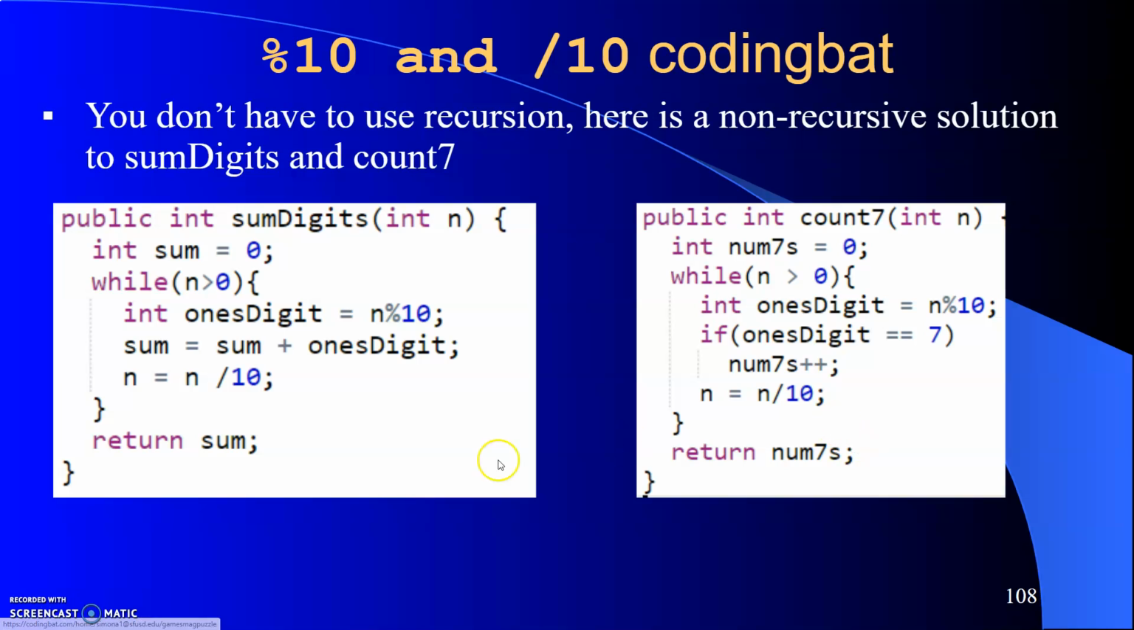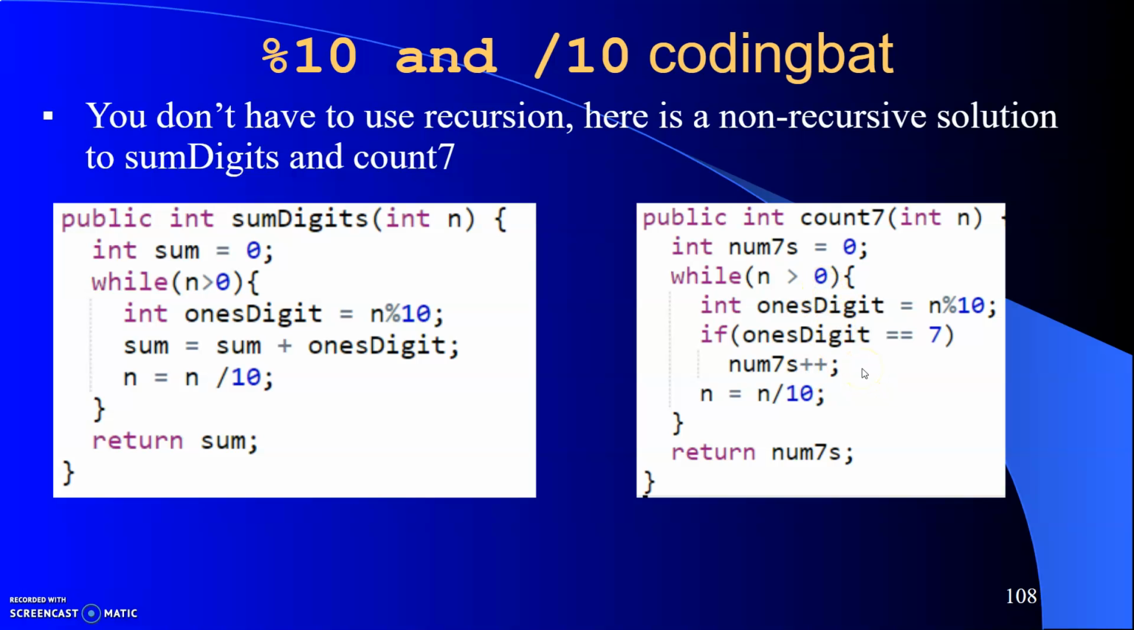So we've got a couple different variations on this. In sum digits, we want to add up all the digits. So I'm going to get the ones digit with mod 10, add that to a sum, and then I'll eliminate that ones digit by dividing by 10. So n equals n divided by 10 means n is now the rest of the digits other than the ones digit. And I'll keep repeating this process till I get down to 0. And I've done it again here on count 7. Here, I'm just checking to see if that ones digit is a 7. If it is, I increase the number of 7s. But same process, n equals n divided by 10 is how I'm one by one dropping off each of those ones digits until the number is 0.